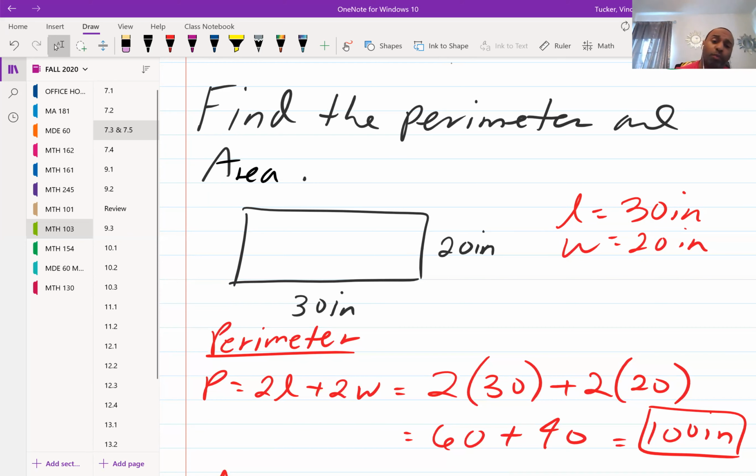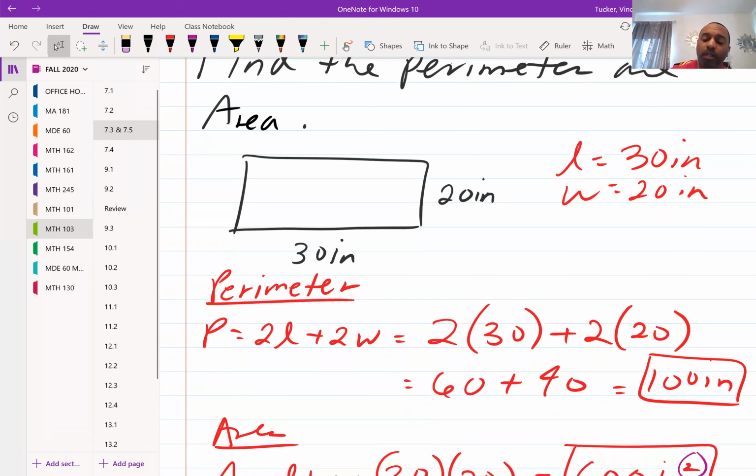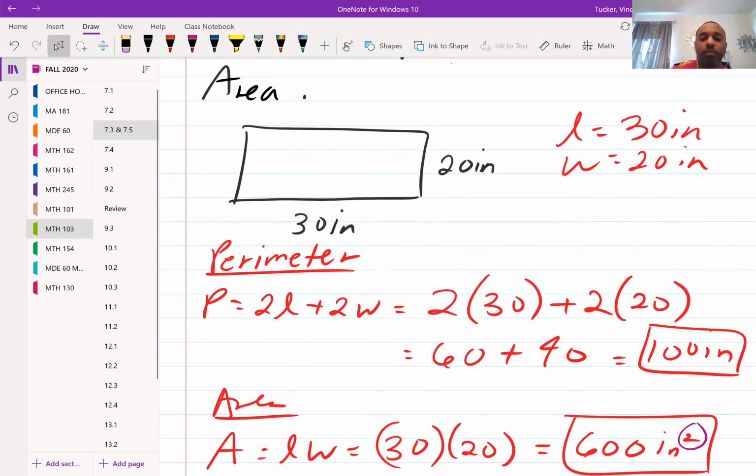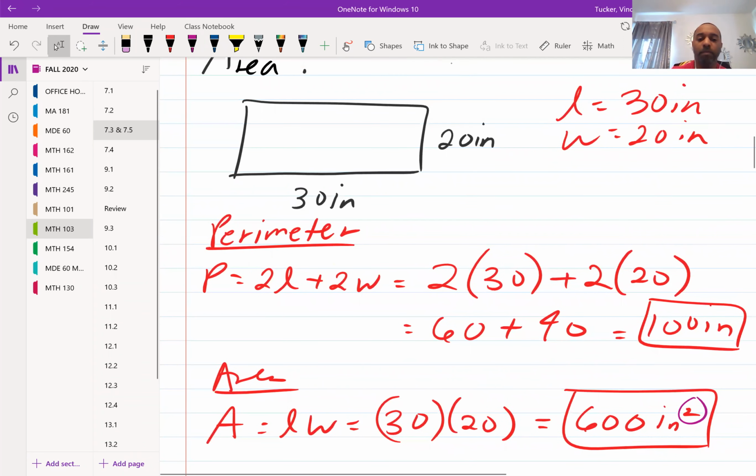So your perimeter for rectangles, 2L plus 2W. Plug in 30 for L, 20 for W. 2 times 30 is 60. 2 times 20 is 40, and that's 100 inches. Then for your area, length times width, so that'd be 30 times 20, which would be 600 inches squared.